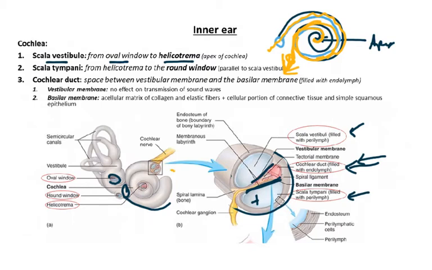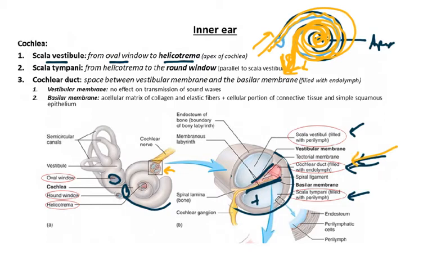So these two areas, the scala vestibuli and the scala tympani, are parallel to each other and go all the way through the cochlea, but they form these two discrete paths of sound waves, coming in to the apex and then going back out to the round window, coming in through the oval window and leaving through the round window. And as these sound waves are moving through, they're going to be causing vibrations in this middle area called the cochlear duct.